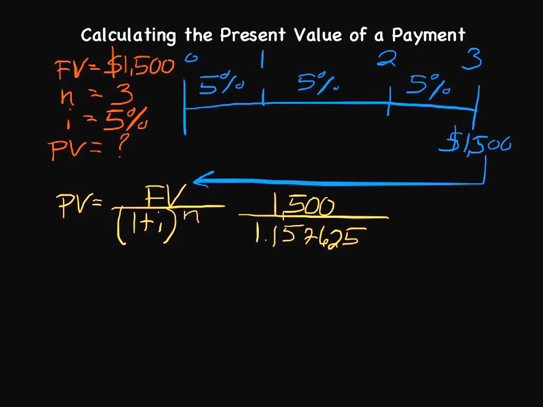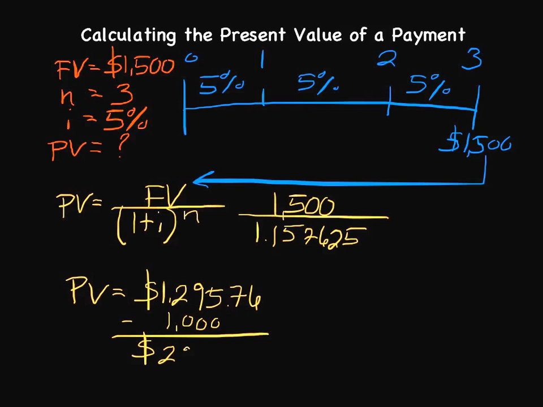So if we divide 1,500 by 1.157625, that gives us a present value of $1,295.76. How this would work is, if we were to invest $1,000 and receive $1,500 3 years from now, discounted in today's dollars, that $1,500 is actually worth $1,295.76. So this would actually be a good investment, because all we're doing is putting in $1,000 initially, but we're getting back $1,295.76. And so we're actually benefiting $295.76 from this transaction, in addition to that 5% interest that we could have earned on the $1,000.